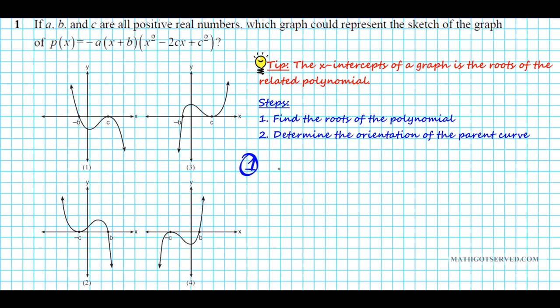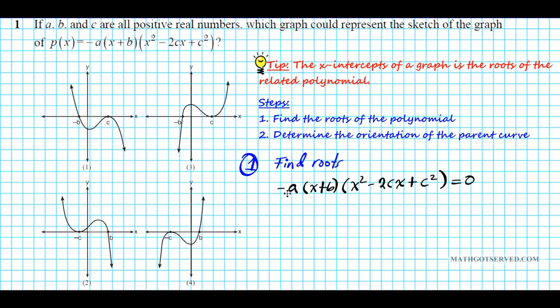So how do we find the roots? Let's put that, find roots. What you do is you set the polynomial equal to 0, okay? So you have negative a times (x plus b) times the quantity x squared minus 2cx plus c squared. Set it equal to 0. Now, what does this mean? When you set a polynomial equal to 0, you're looking for the x-intercepts. Remember, the x-intercepts are the roots.